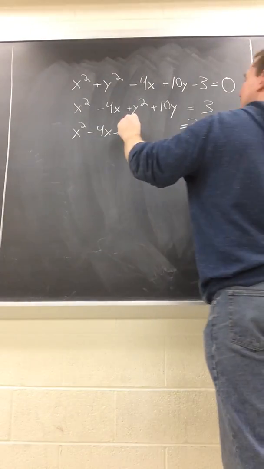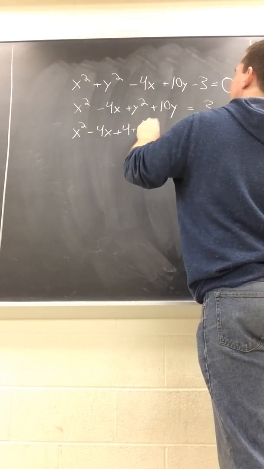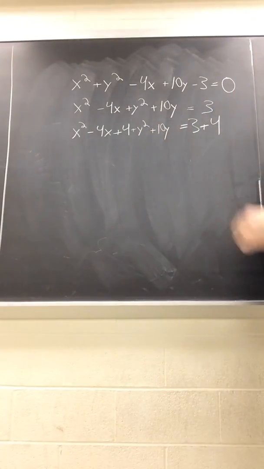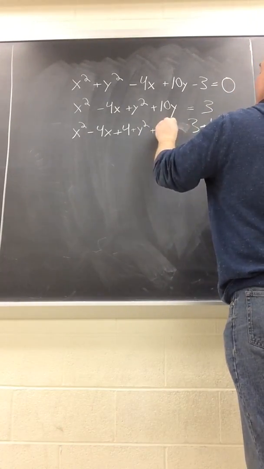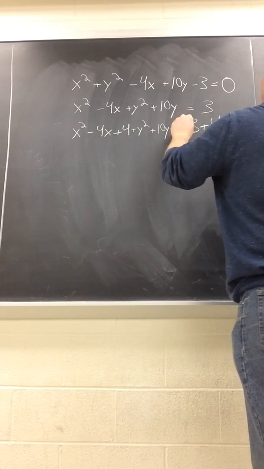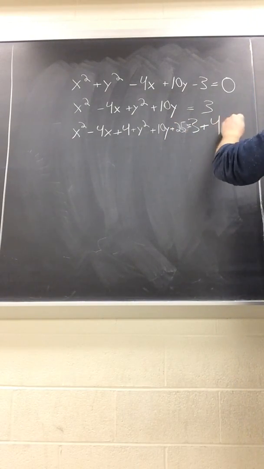Do the same with the y's. y squared plus 10y. Half of 10 is 5. 5 squared is 25. But again, whatever we add on the left, we add on the right.